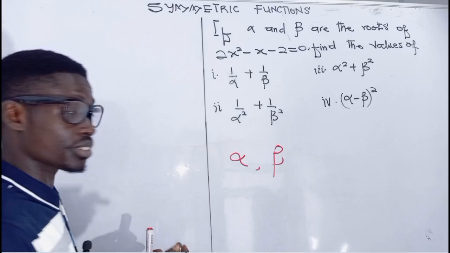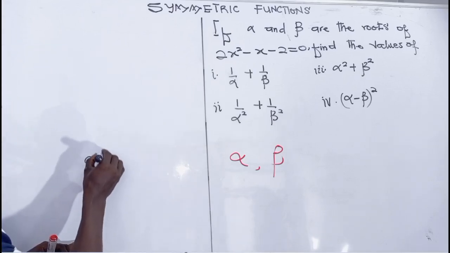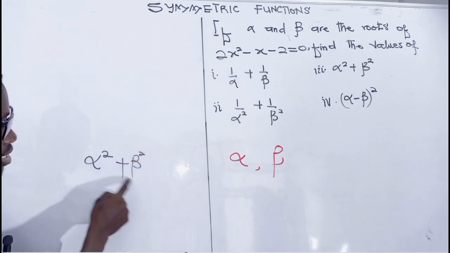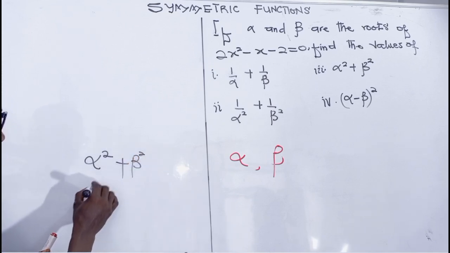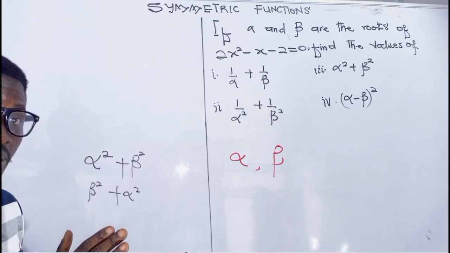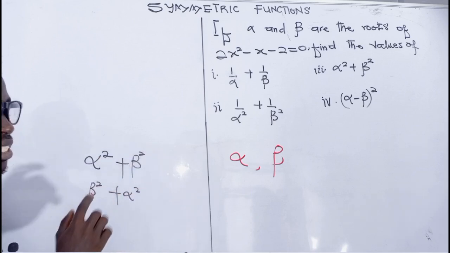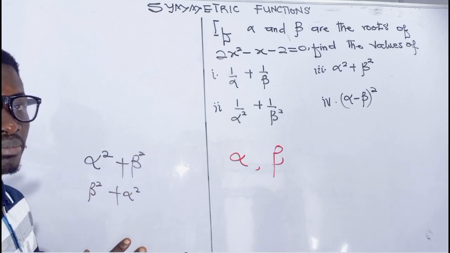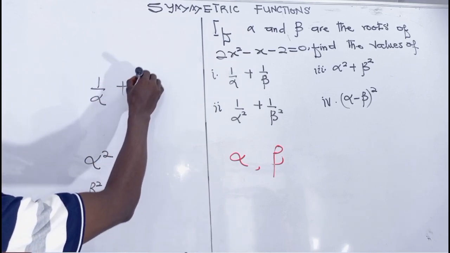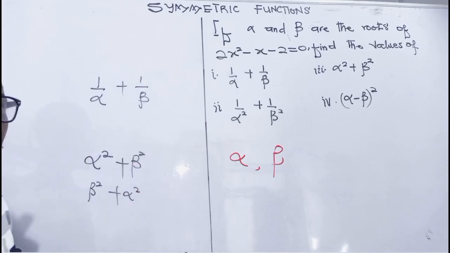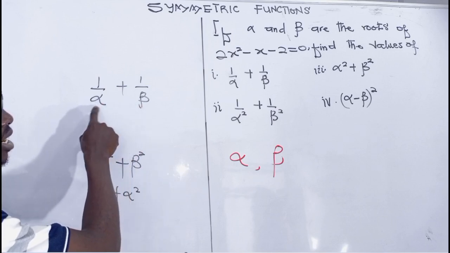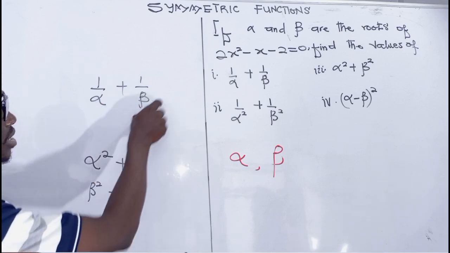An example of a symmetric function is this, where you have alpha squared plus beta squared. Now when we interchange alpha and beta, meaning when you bring beta squared and then we have alpha squared, this function remains the same. In that case, this function is called a symmetric function. Another example of a symmetric function is 1 over alpha plus 1 over beta. This function will still remain the same whenever we interchange alpha and then beta. In that case, this function becomes what?